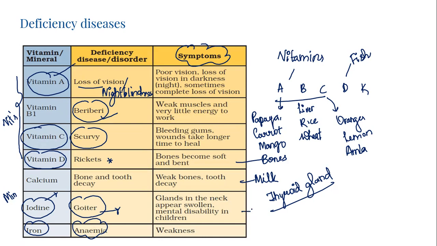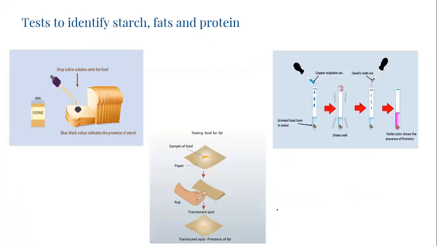Iodine is mostly present in ginger and peas also. Apart from that, the salt that we consume does not naturally have iodine, but we actually add iodine to it. Iron is present in palak, or spinach as we call it, and also in apples. So these are some of the sources of vitamins and minerals. This is about the deficiency diseases.